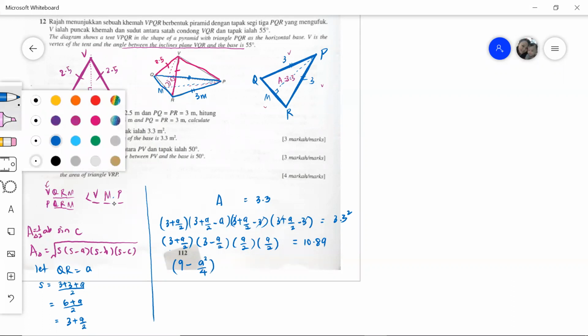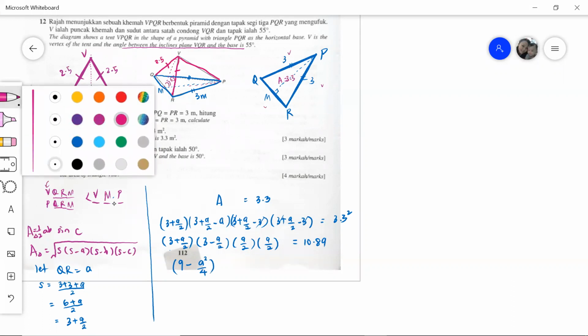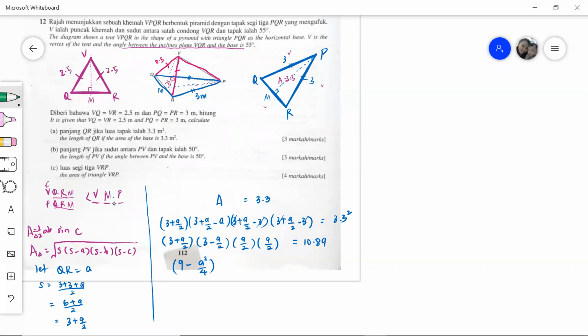Okay, so for those who are not sure what this is, it is actually this one. If you see A plus B, A minus B, that will be the difference between two perfect squares. We're actually using this to apply in here.